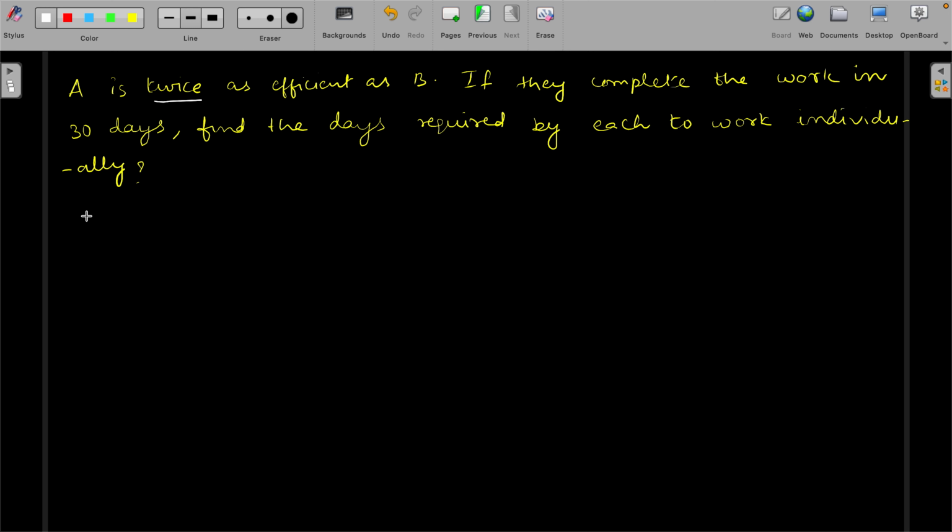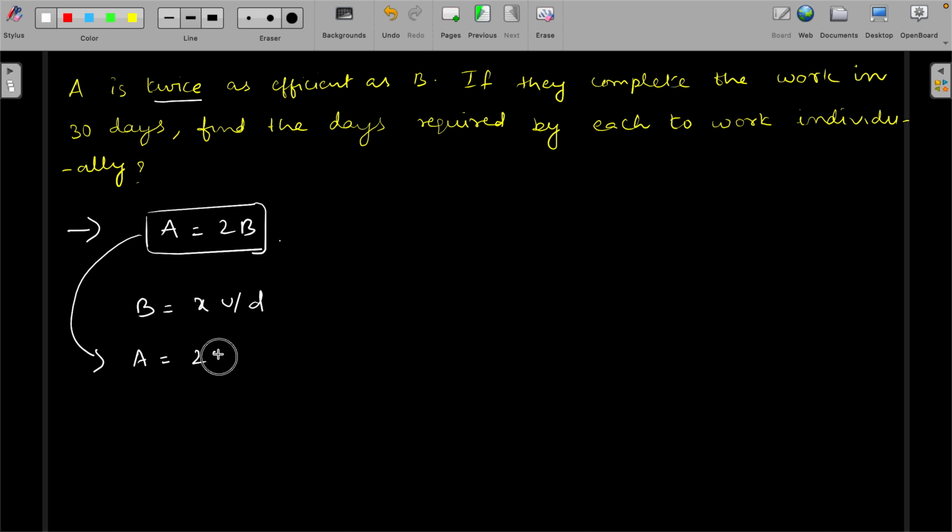So what have they given? They have given that A is twice as efficient as B. That means A is equal to 2B. So this is the condition they have given. Let us consider B does x units per day. Then A will do 2x units per day.